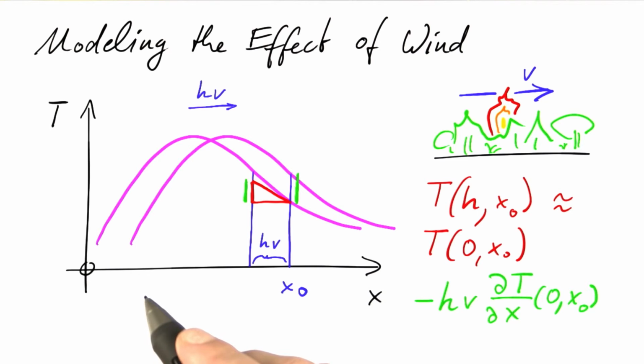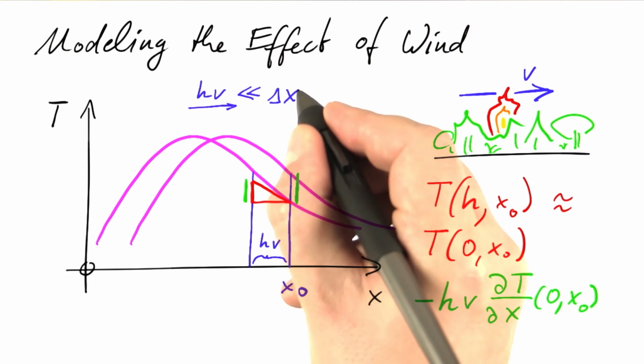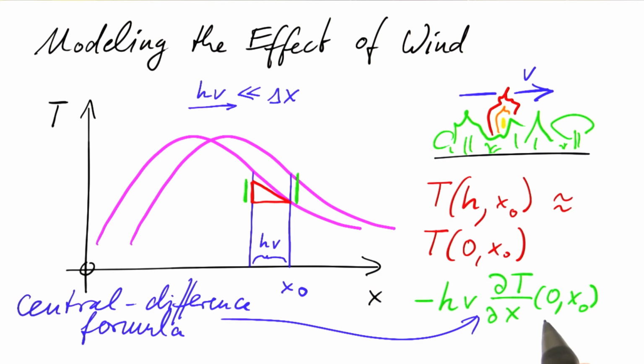As usual, however, as with all these methods, we have to be careful about not taking too large steps. This value, the step size in time times the velocity, has to be reasonably small. In particular, it should be pretty much smaller than our grid size, delta x. The way to compute this derivative is, of course, to use a central difference formula.